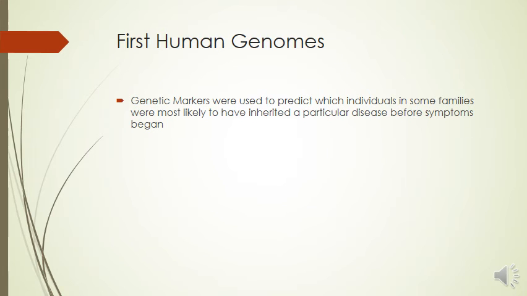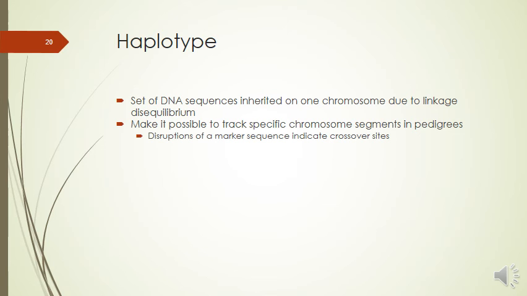Before sequencing of the first human genomes, genetic markers were used to predict which individuals in some families were most likely to have inherited a particular disease before the symptoms began. Such indirect analyses are no longer necessary because tests directly detect disease-causing genes. However, genetic markers are still used to distinguish parts of chromosomes. A haplotype is a set of DNA sequences inherited on one chromosome due to linkage disequilibrium. It makes it possible to track specific chromosome segments and pedigrees, and disruptions of a marker sequence indicate crossover sites.